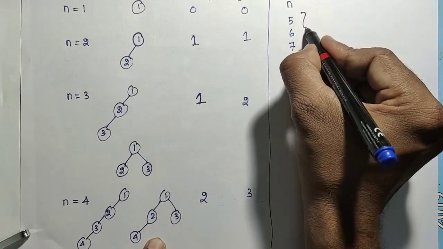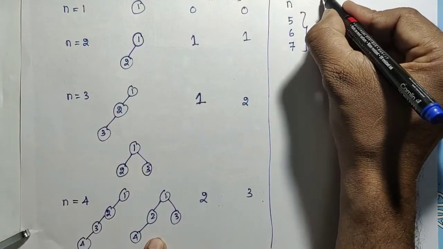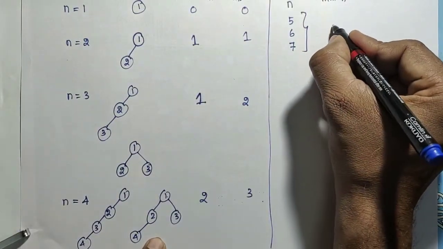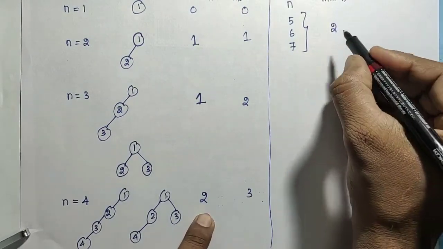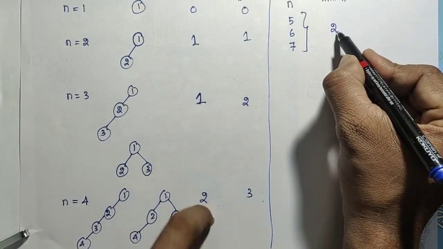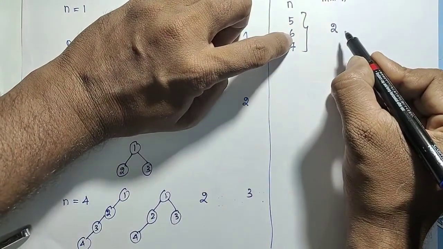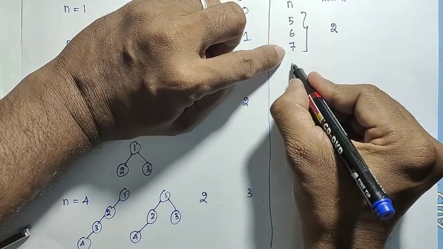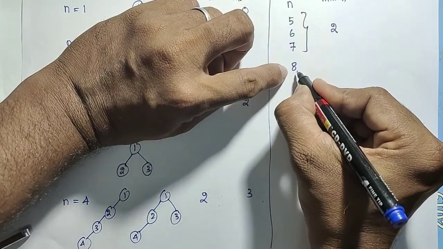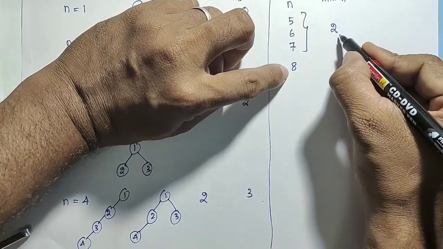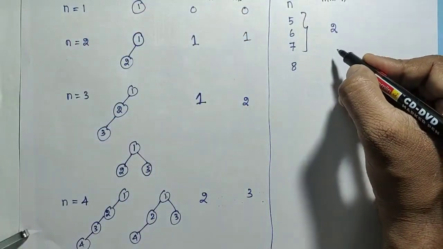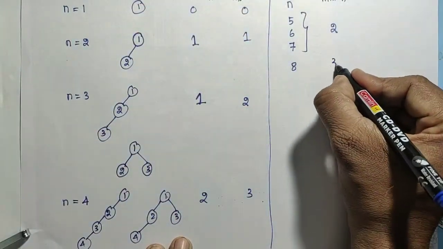So for all these, the minimum h equal to 2. At that height 2 I can add 5 nodes, 6 nodes and 7 nodes. So if I want to add the 8th node, for a given 8 number of nodes, I need to increase the minimum height. The 8th node can be added in the next level only. So the height equals 3.